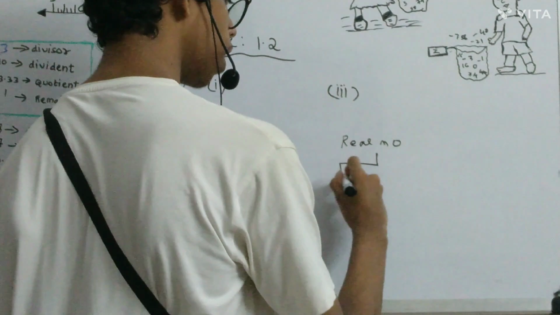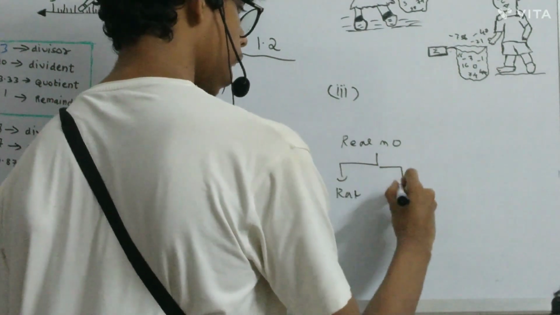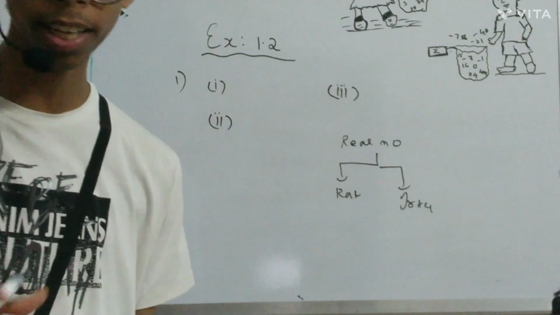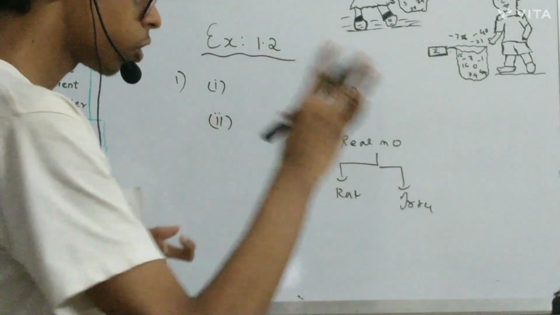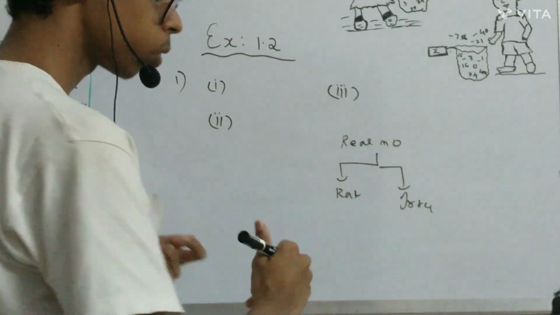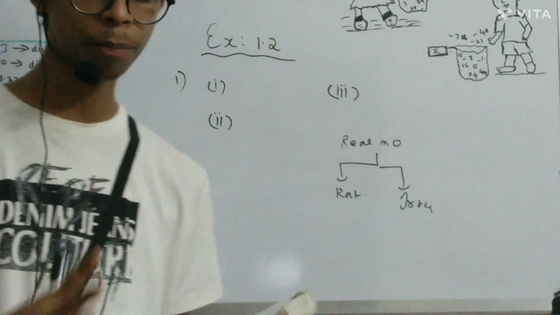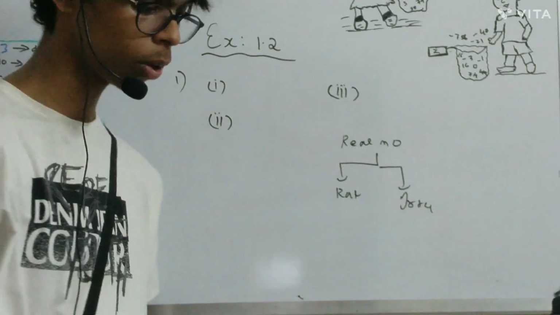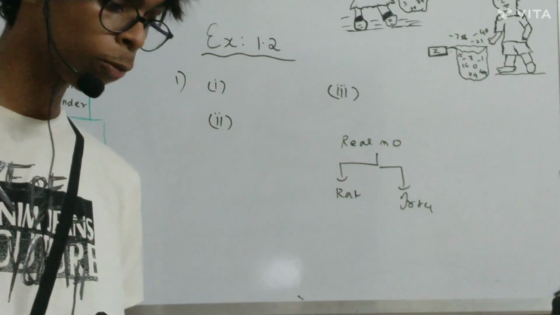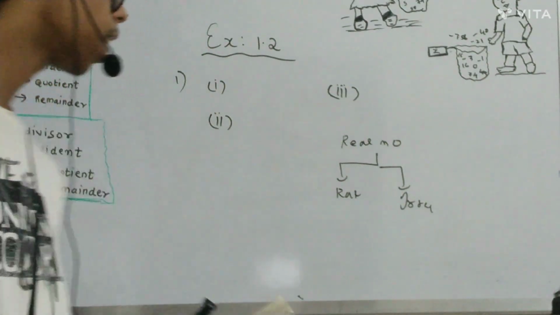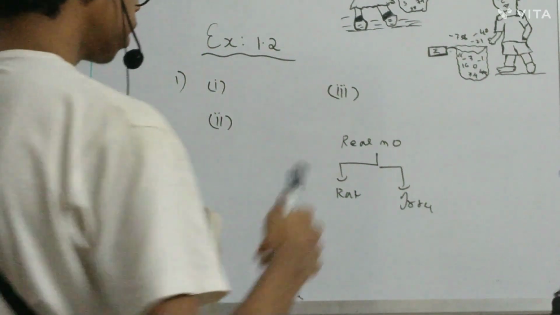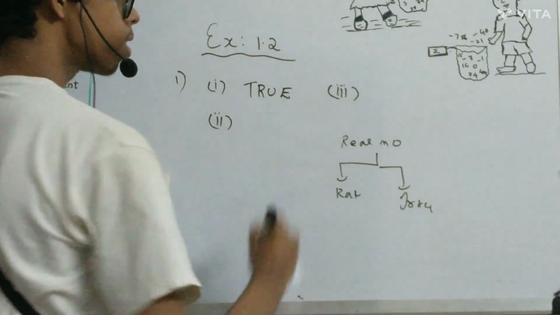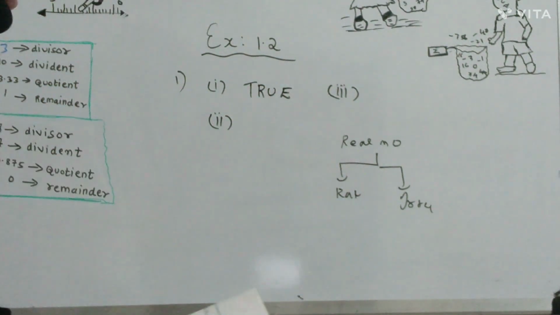Real numbers can be divided into rational and irrational. I had told you real numbers is like the king. It is the largest among all the numbers, or it is the set of numbers which consist of everything, both rational and irrational numbers. So we can say that every rational number is a real number. So it is definitely a true statement.